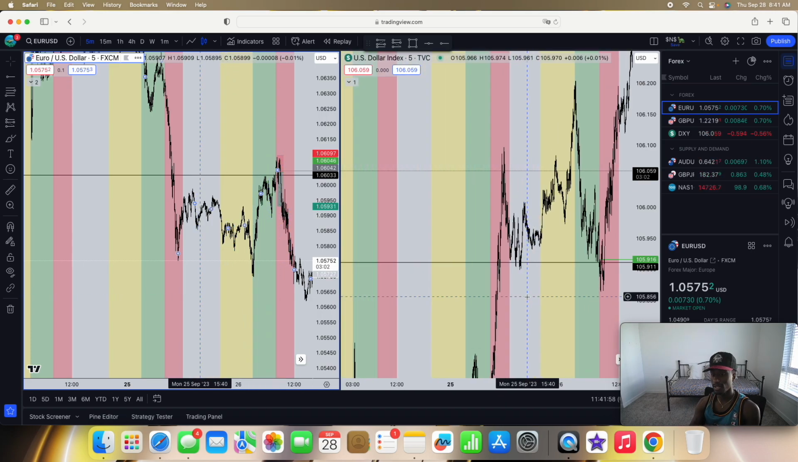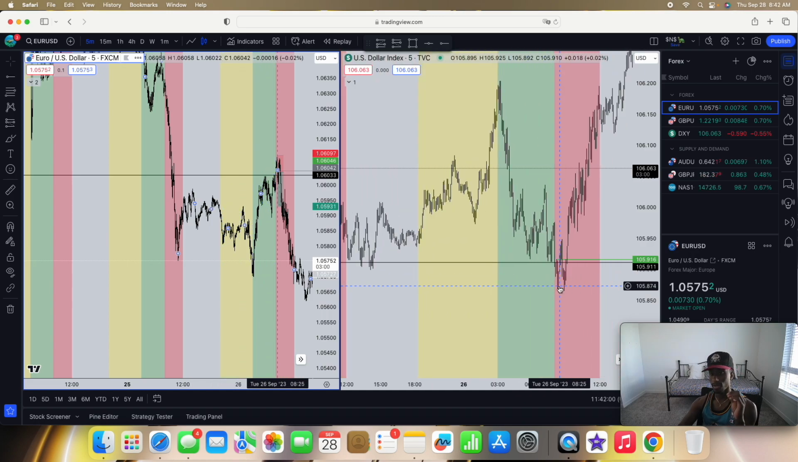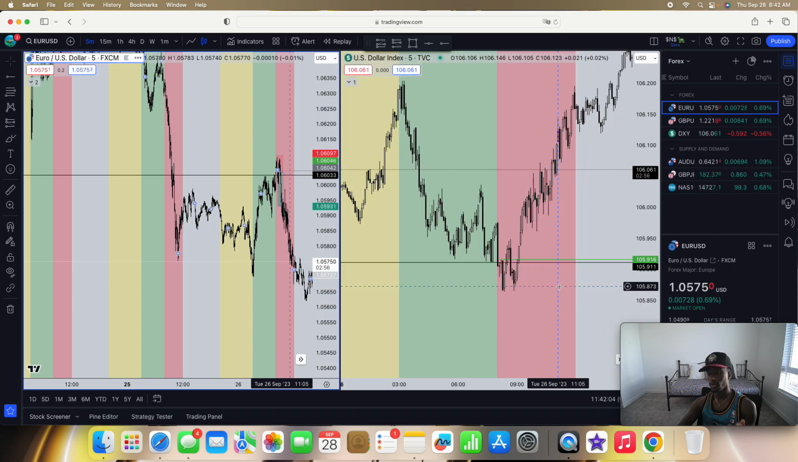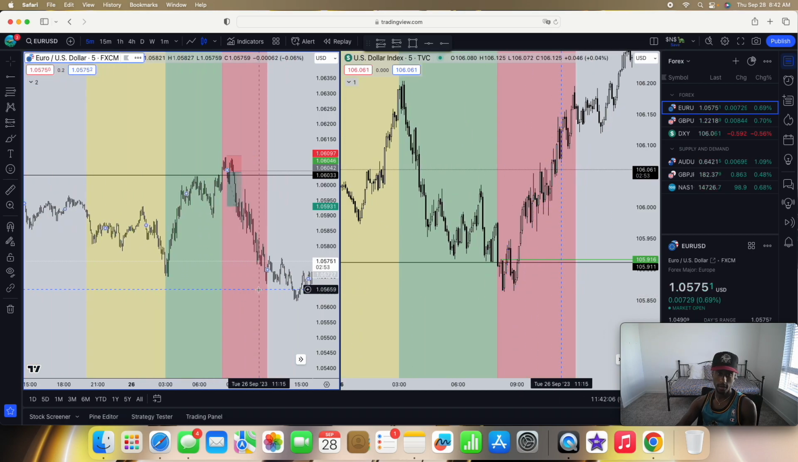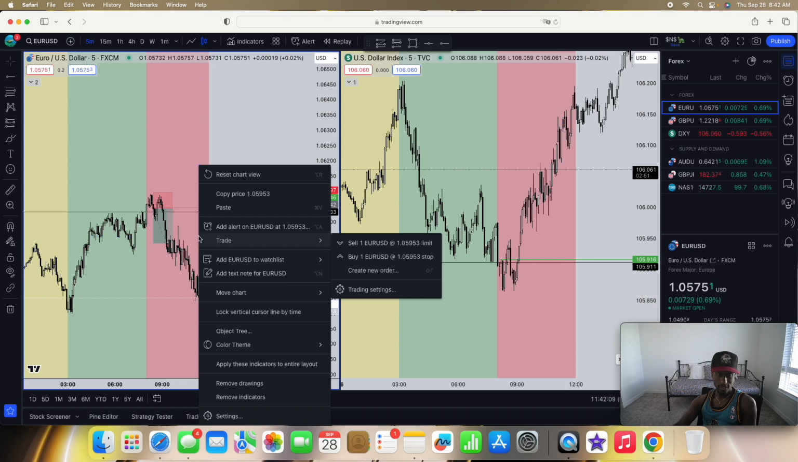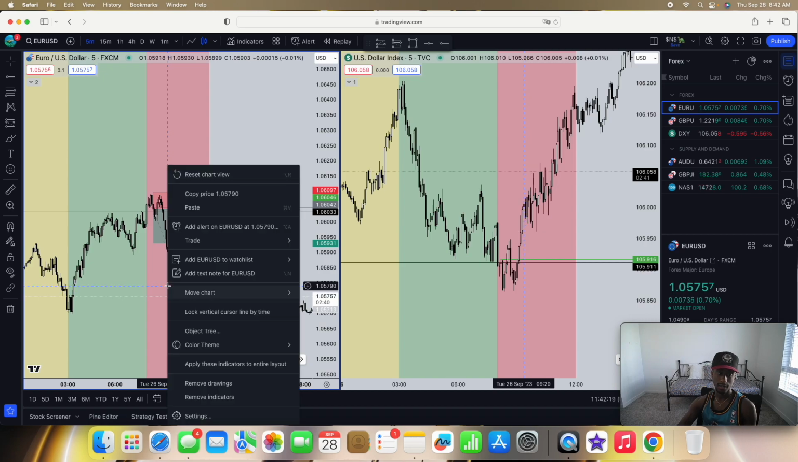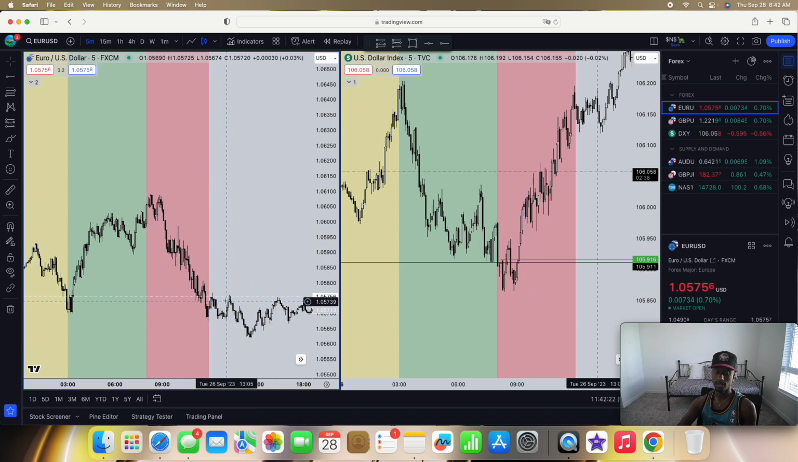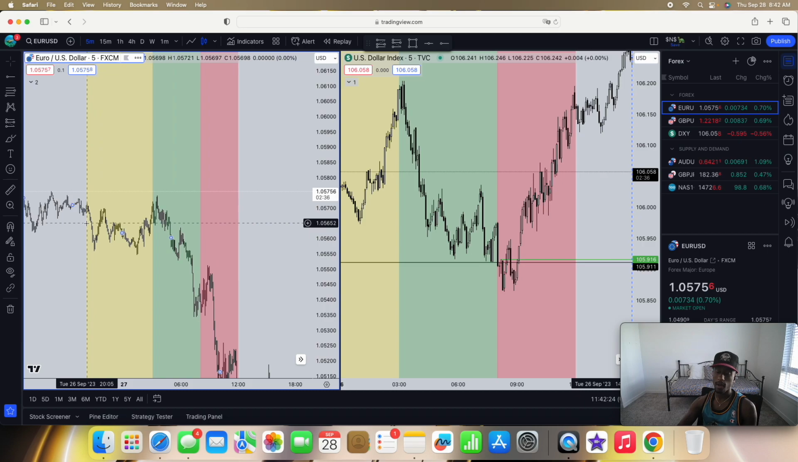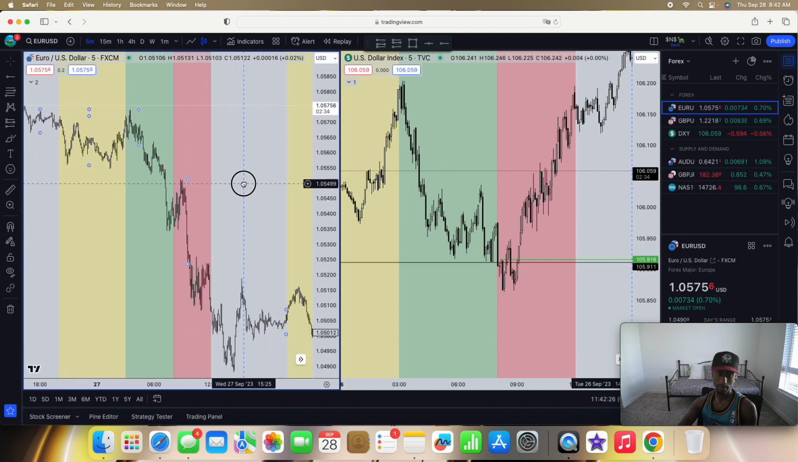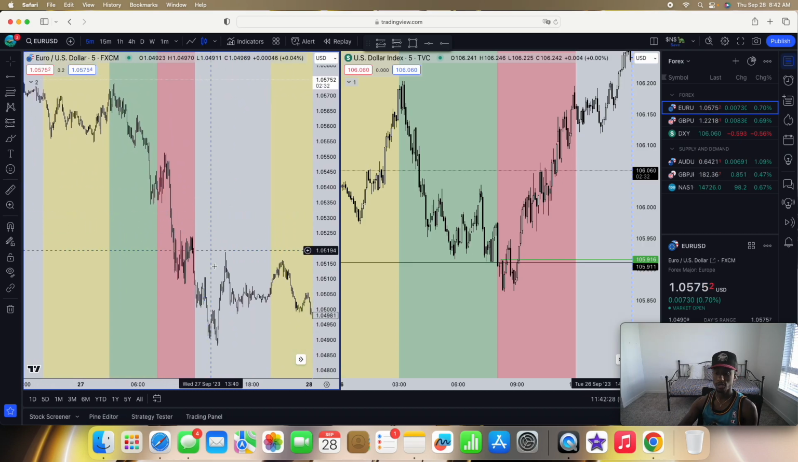This is my A plus setup when both instruments align with their respective trends. Now, can I still lose with the A plus setup? You damn right I can. I almost lost Tuesday. But hey, I let the probabilities play out, and they played out. All right, let's go over a B plus setup. A B plus setup I will still take, but a B plus setup is a counter trend setup.